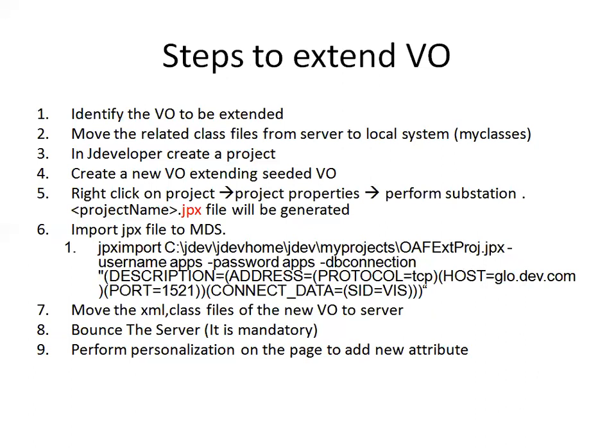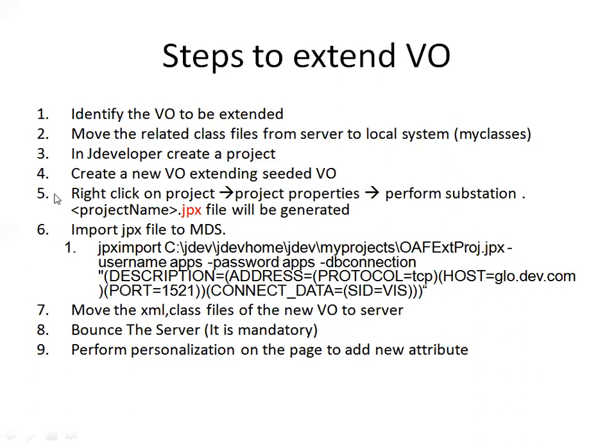The next thing is we have to create a new VO by extending the VO. Similarly to when we created a new CO extending the CO, we create a new VO extending the VO. Once we create a new VO, it will have the information about the latest VO. Next, change your VO appropriately, and then perform a substitution, which is available at the project properties level. Here, if you observe, I provided a navigation: right click on the project properties, perform substitution. This particular process, step number 5, will generate the JPX file.